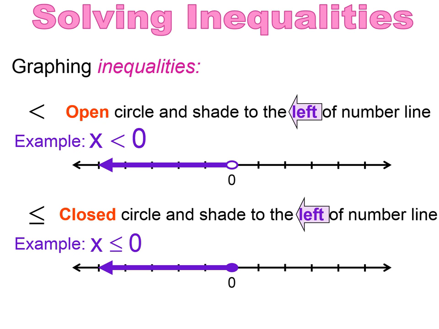Now, I want you to also notice another little trick here. If the variable's on the left-hand side, notice that the inequality symbol looks like an arrow, and it's pointing in the direction of which we should shade. So if the variable's on the left-hand side, the inequality symbol will point in the direction we should shade.